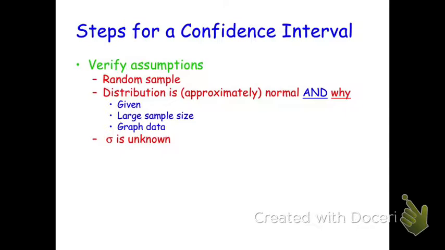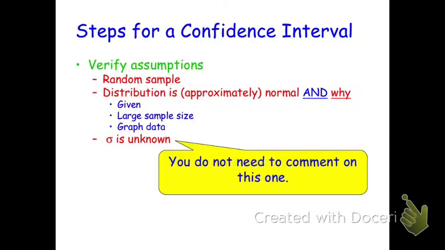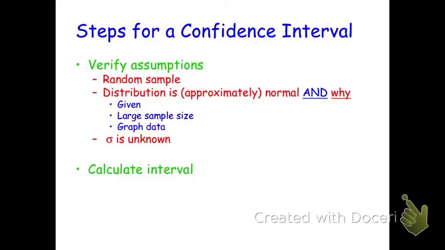Then the third assumption is that sigma is unknown. You don't even need context. You don't need to comment. You just say sigma is unknown. It's not going to be known. Literally, it's not going to be known.